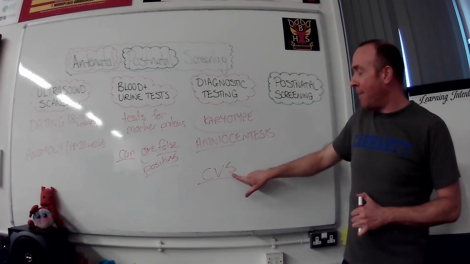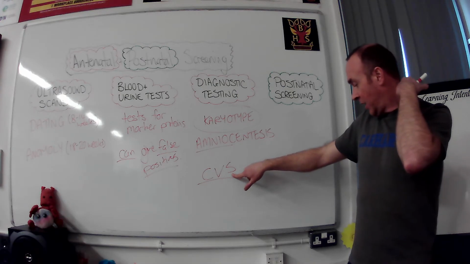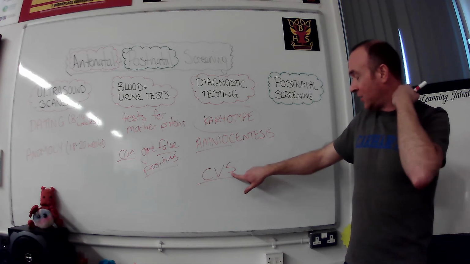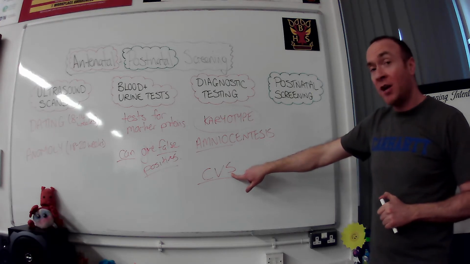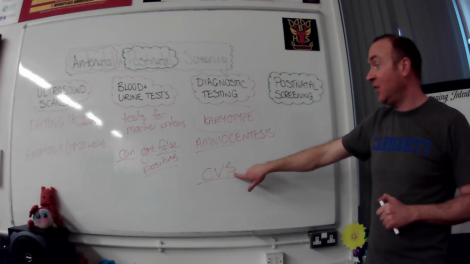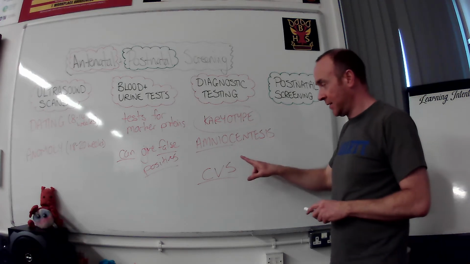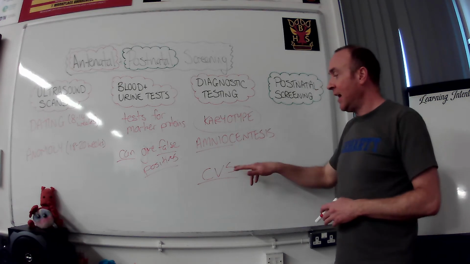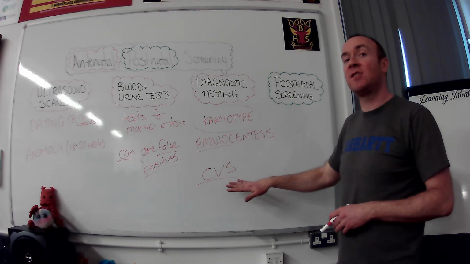That is a much more invasive technique. Chorionic villus sampling can be done earlier in pregnancy, so there's an advantage of knowing the information, getting a karyotype earlier, but the downside of it is that there's a higher risk of miscarriage if you have a CVS taken.